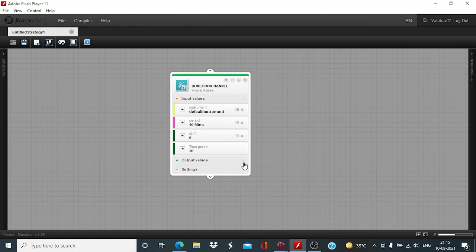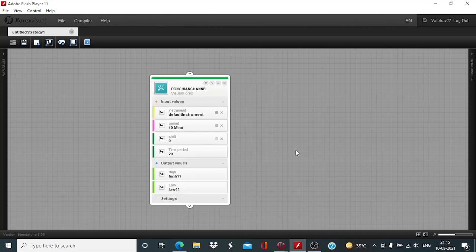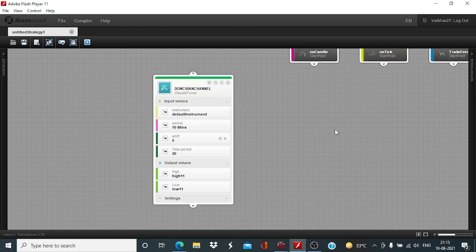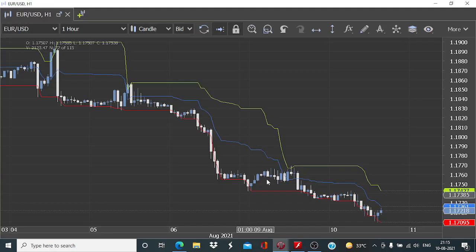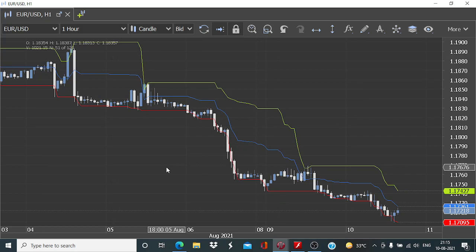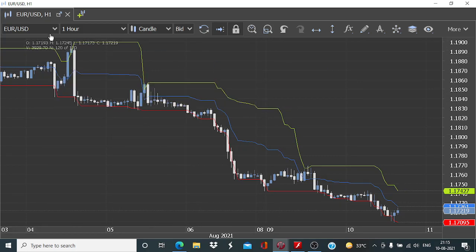We have to define these four parameters based on which we will be getting these two values, the highest and the lowest value. This is a quite simple indicator. We don't have to spend much brain power in understanding its logic. I have plotted this indicator on the hourly time frame with the Euro USD chart.